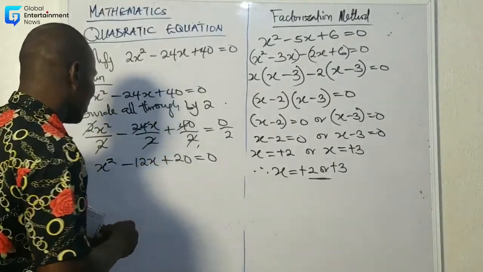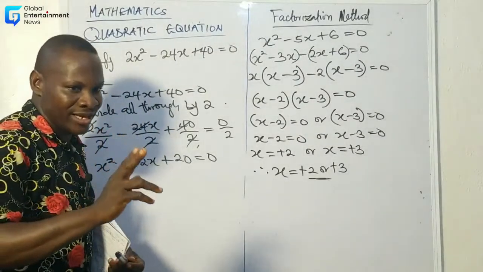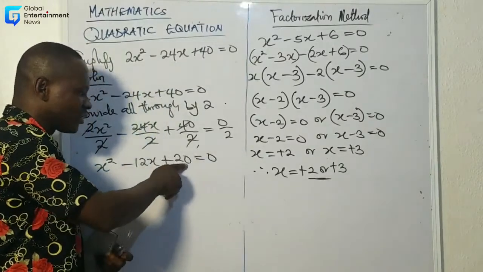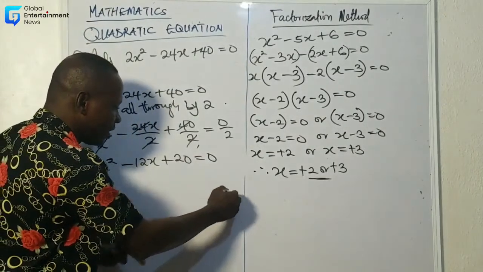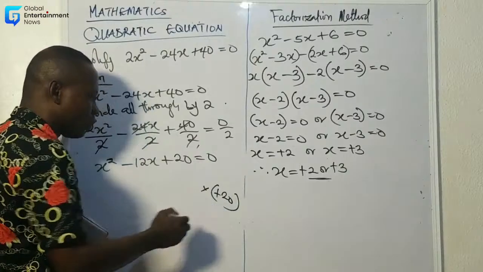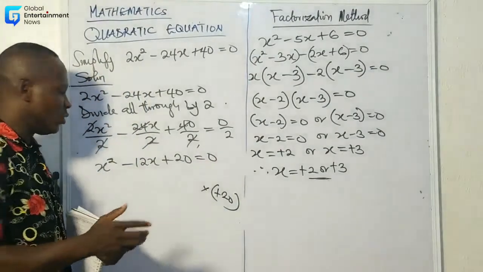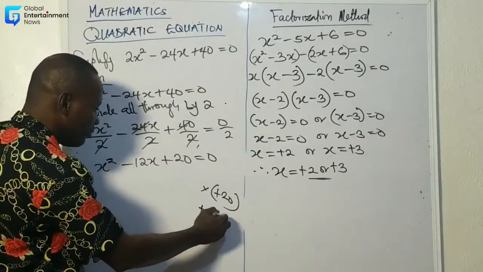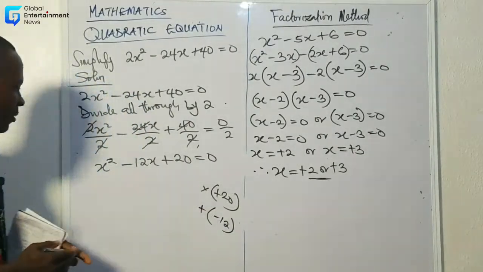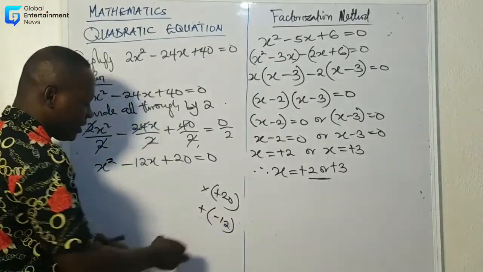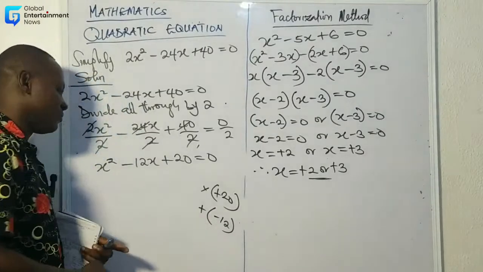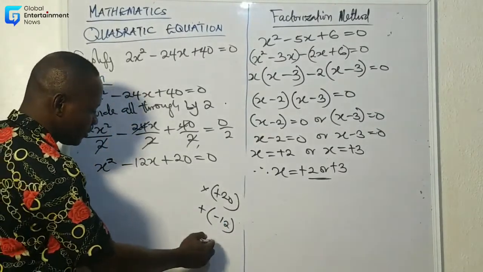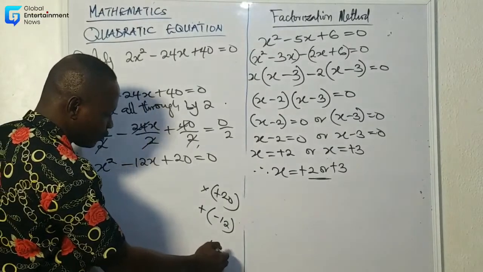We find two numbers, again, two numbers that once you multiply will give you plus 20, while the sum will give you minus 12. So let's look for two numbers that if you sum them up give you minus 12, and if you multiply, give us plus 20. So let's try 10 and 2.